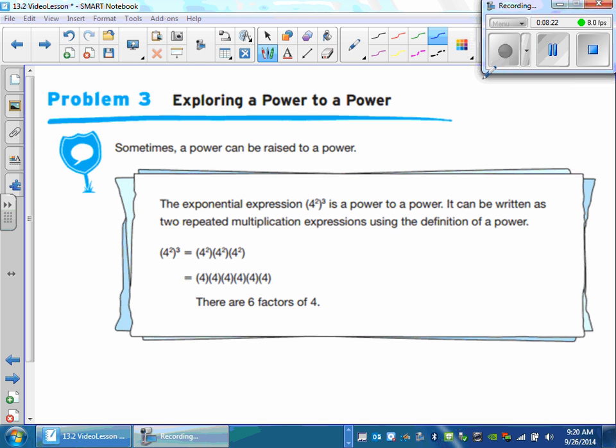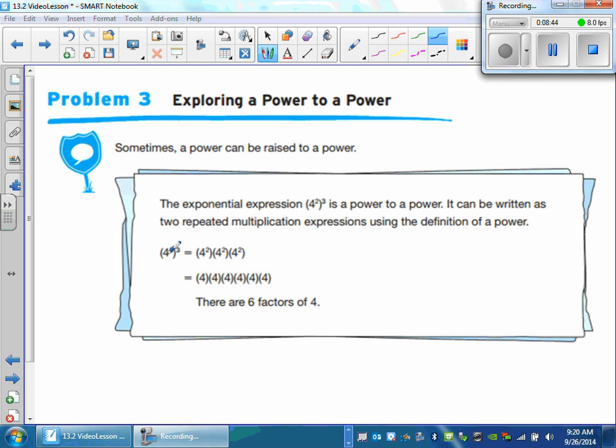Okay, hopefully you got that written in the notes section of your binder by now. Problem 3 is going to be talking about a power to a power. Sometimes a power can be raised to a power. The exponential expression 4 squared to the power of 3 is a power to a power. It can be written as 2 repeated multiplication expressions using the definition of a power.